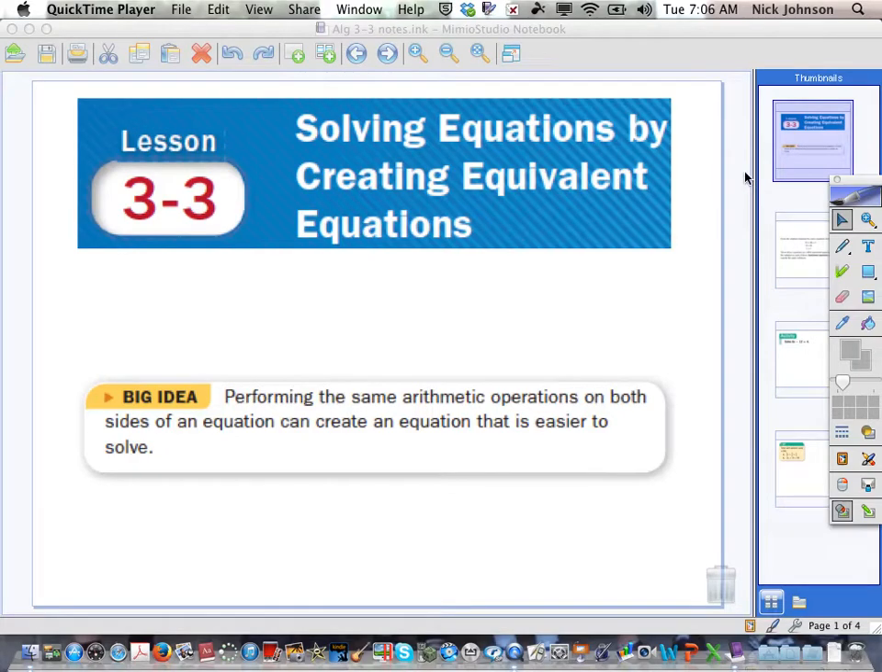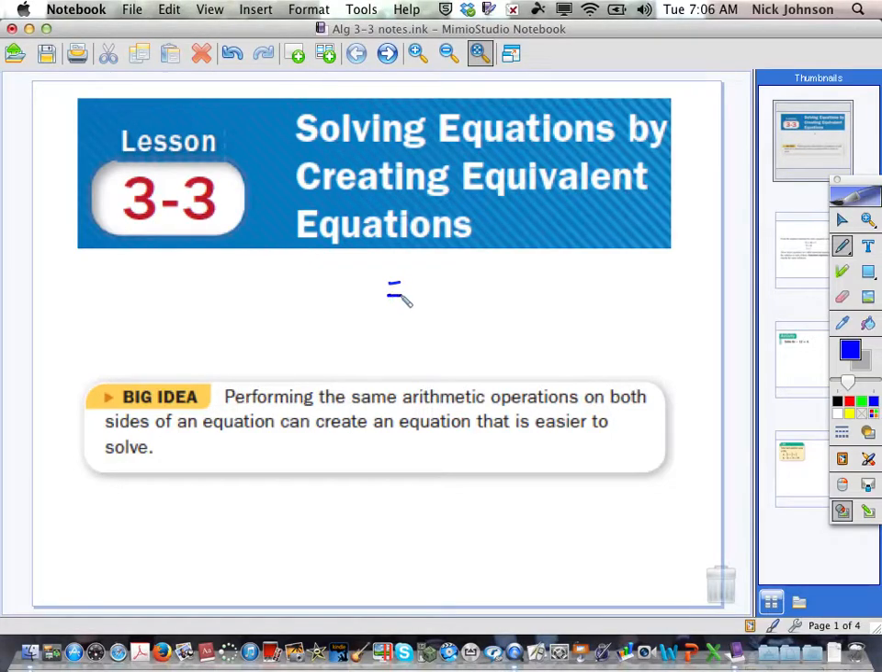Lesson 3-3, solving equations by creating equivalent equations. The big idea is performing the same arithmetic operations on both sides of an equation can create an equation that is easier to solve. So, in essence, this is our regular algebra.